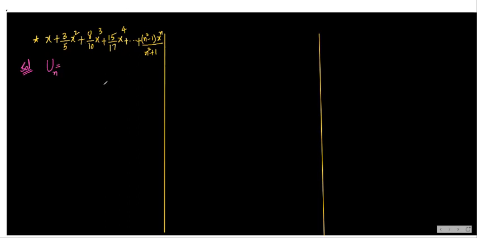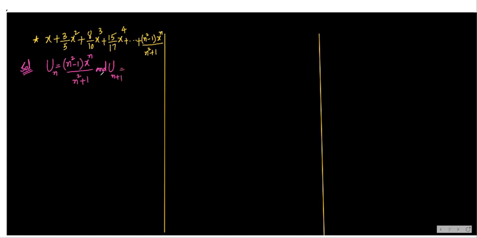Un is there in this question, so we need not worry about un. It is like that: n square minus 1 into x power n divided by n square plus 1. Once you get the un value, immediately the next moment you have to find un plus 1.